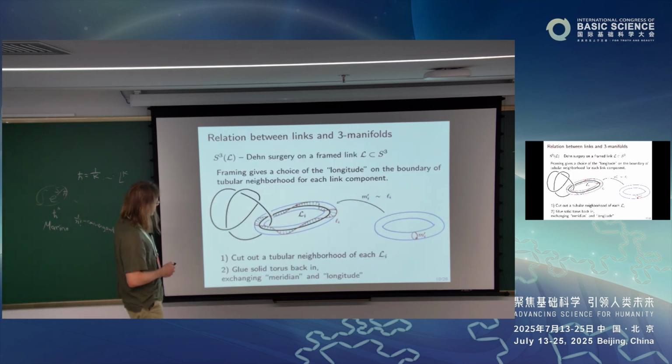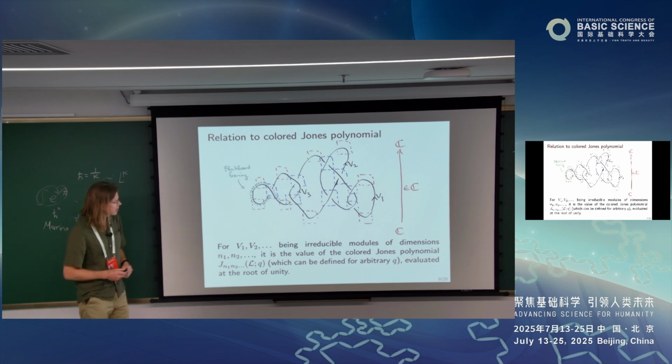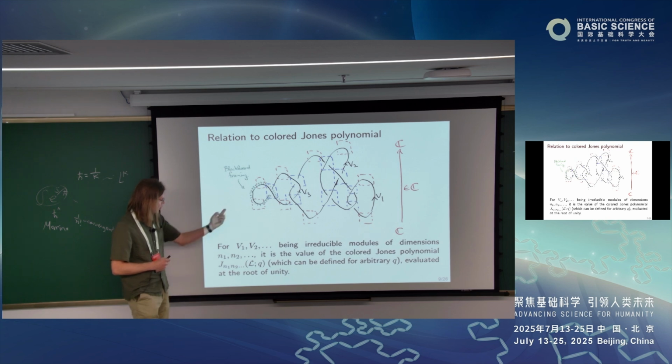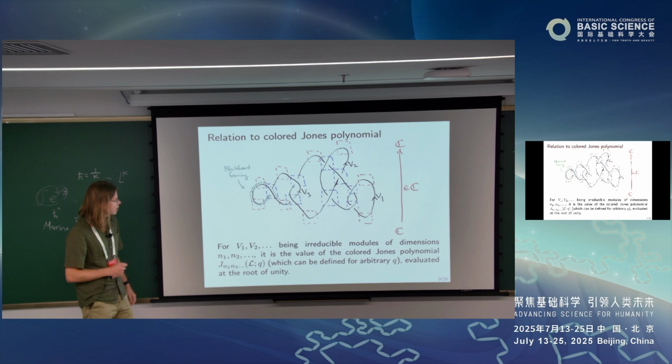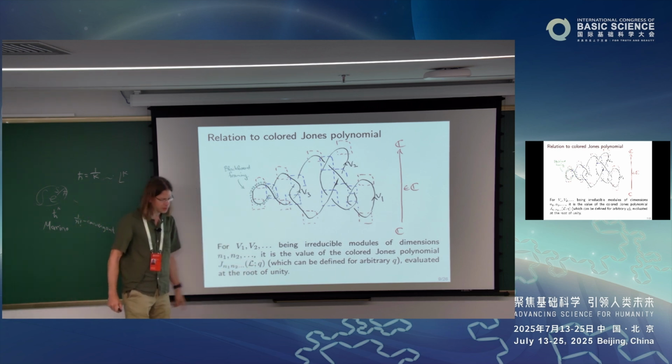So yeah, this gives us an invariant of framed links. Basically, the input is a framed link with each component labeled by integers, and the output is a complex number, which depends on my choice of q, which is a root of unity.